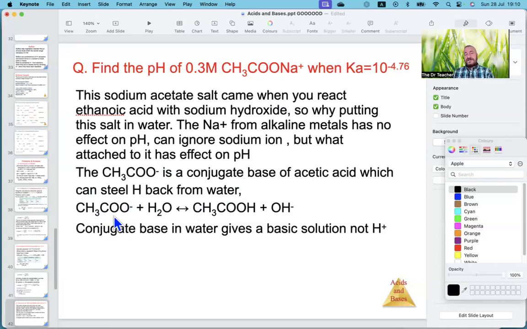So now I make the equation. This is the main equation. I don't deal with Na, I only deal with CH3COO minus. In water it will give me acetic acid and hydroxide. So here, this is a base, this is the conjugate base. This is the acid, this is the conjugate acid. A conjugate base in water gives a basic solution, not H plus.